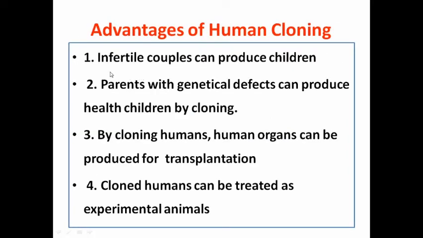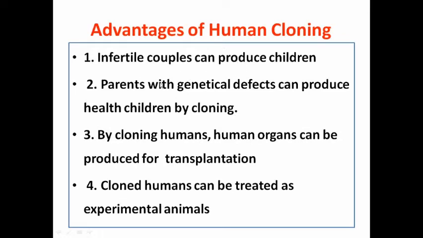So we can see the advantages and disadvantages of human cloning. The first one, infertile couples can produce children. Infertility is now the common one, a major problem nowadays. So infertile couples can produce children by the human cloning method.